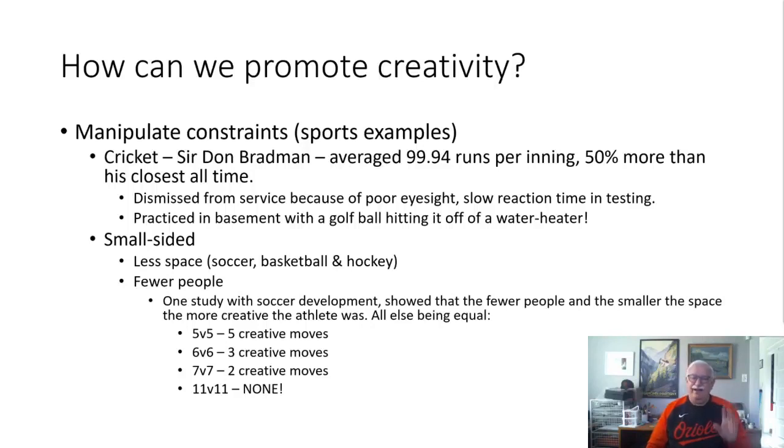In cricket, I learned about this from Dr. Gray's book, and I was completely blown away. Sir Don Bradman, obviously from the UK, and he got his knighthood. He averaged in cricket 99.94, might as well be 100 runs per inning. An inning is without making an out. And his number was 50% more than his closest all-time rival who's ever played the sport. He was actually dismissed from his military service because of poor eyesight. He had slow reaction time in testing. They said, you're not good enough for military service.